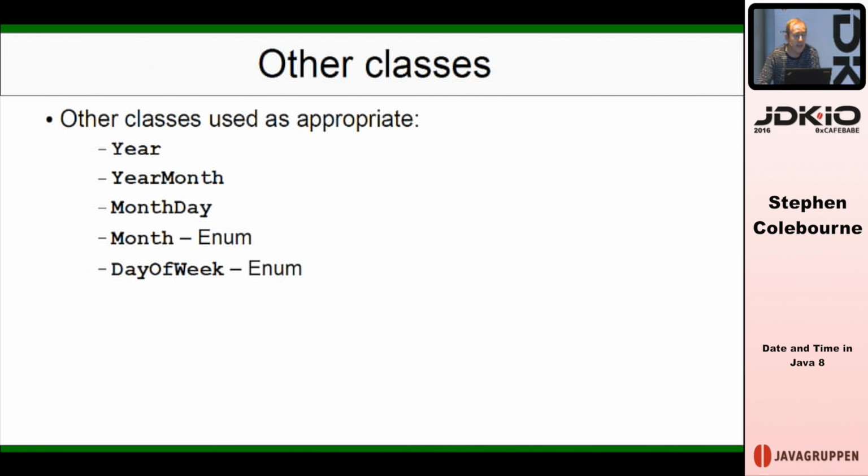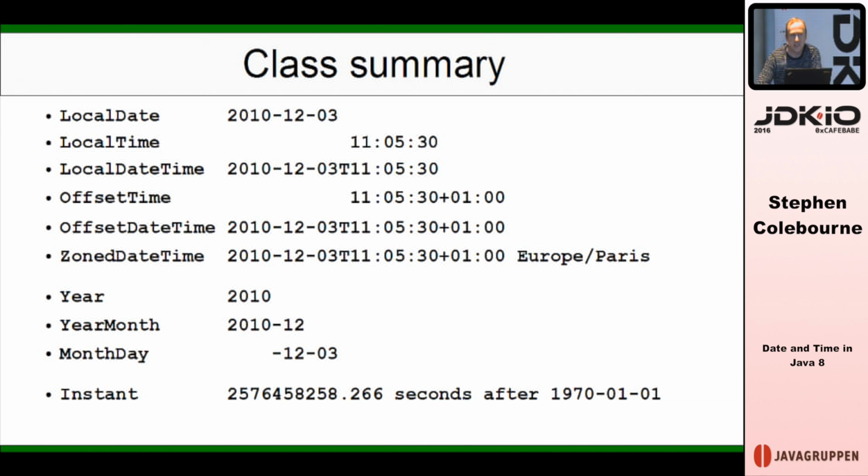So there are other classes. We have a Year class, a YearMonth class, a MonthDay class. Year is useful, primarily I would see that being useful for something where you have a list of years, useful in a collection like that. YearMonth, well, that's actually a credit card expiry date. MonthDay, that's a Brazilian birthday, because they won't admit how old they are. Month is an enum, DayOfWeek is an enum, as you'd expect. And so that's your nice summary of all of these different classes.